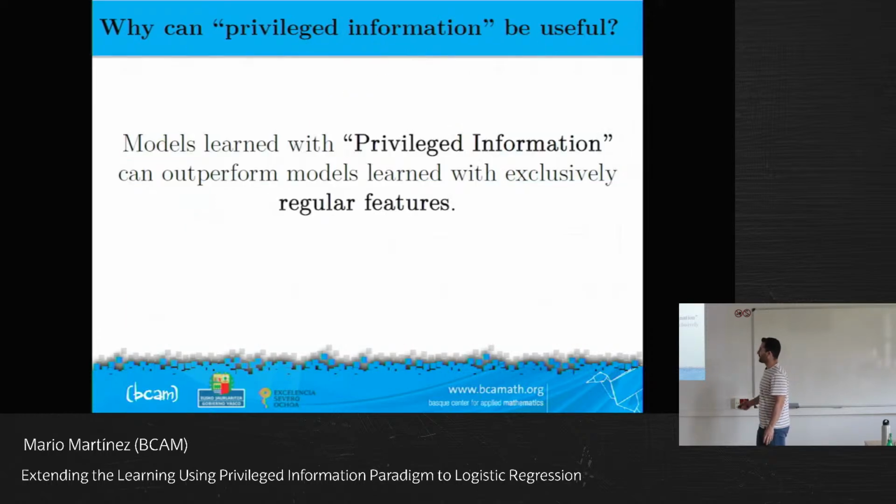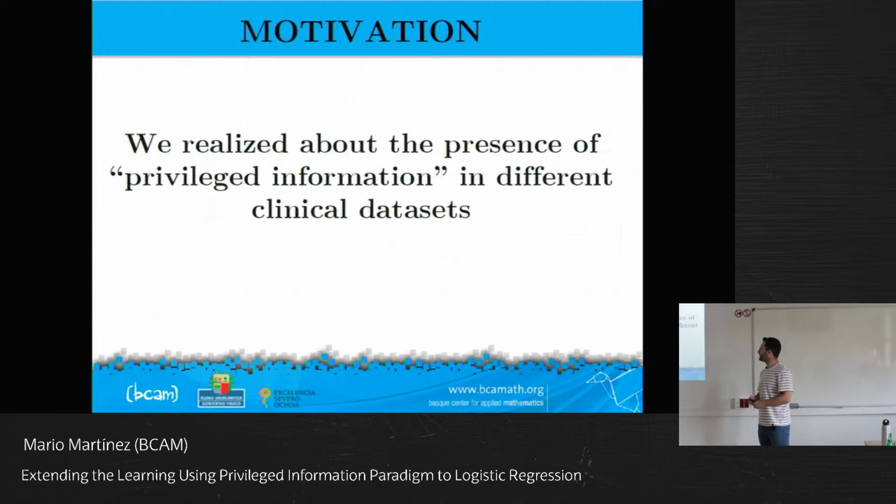And why can privileged information be useful? Because models learned with privileged information can outperform models learned with exclusively regular features. Our motivation to use privileged information is that we noticed the presence of this type of privileged features in some clinical datasets.